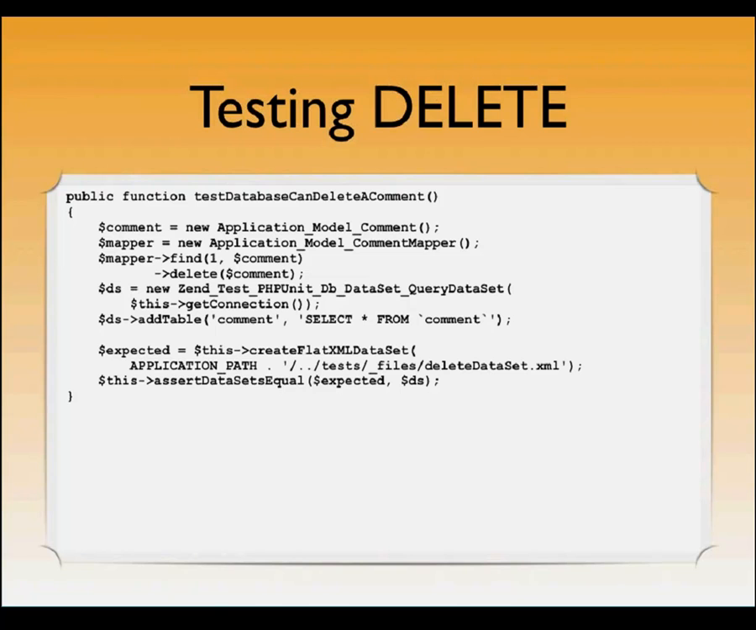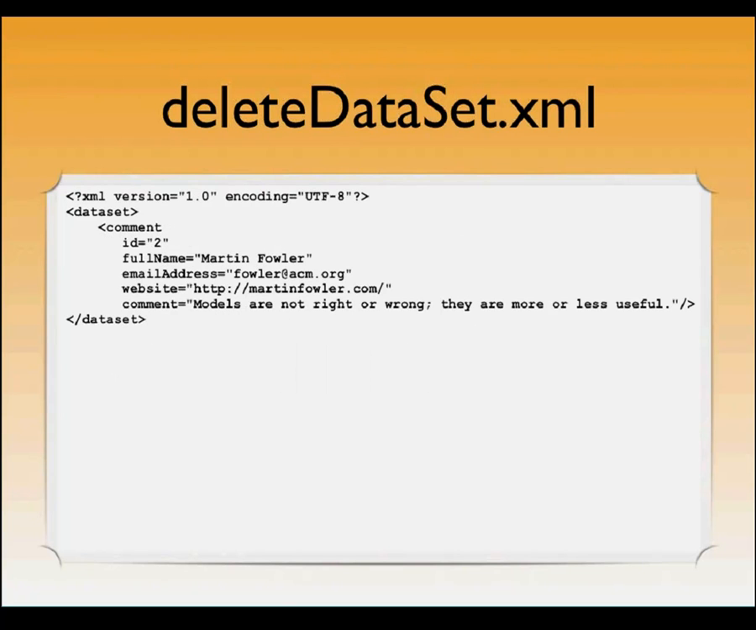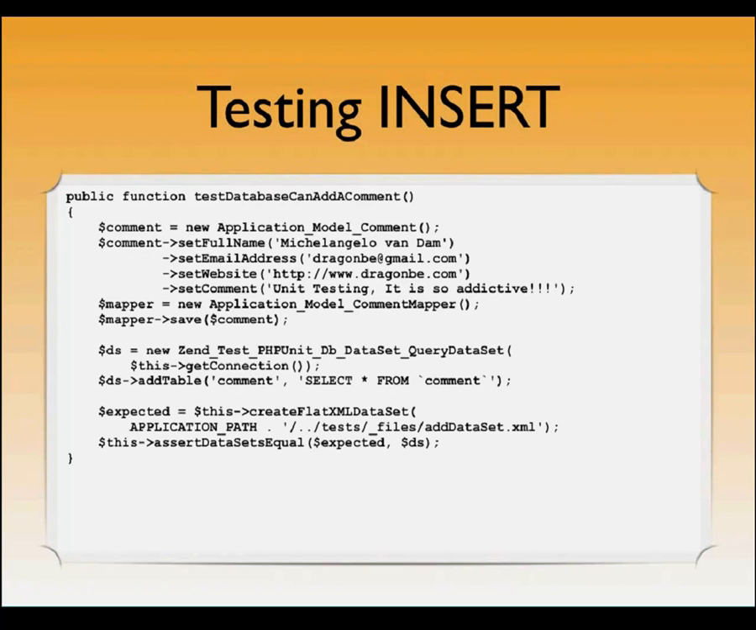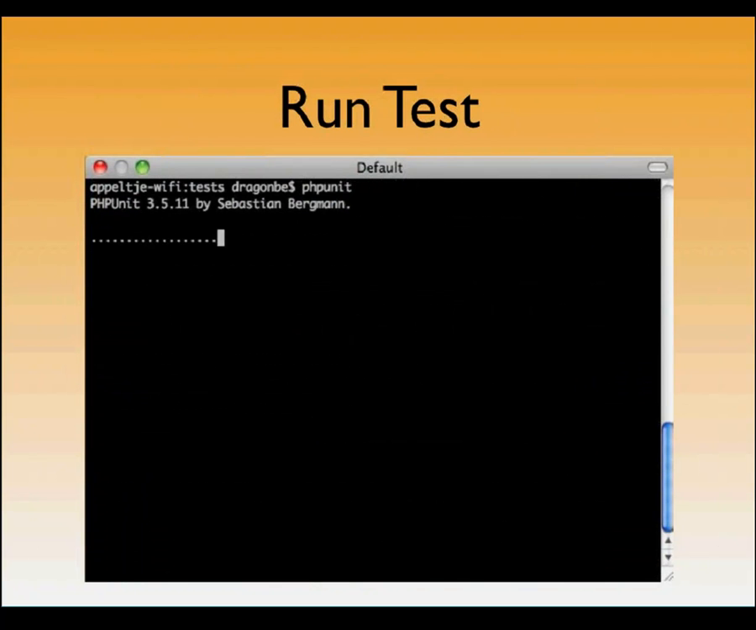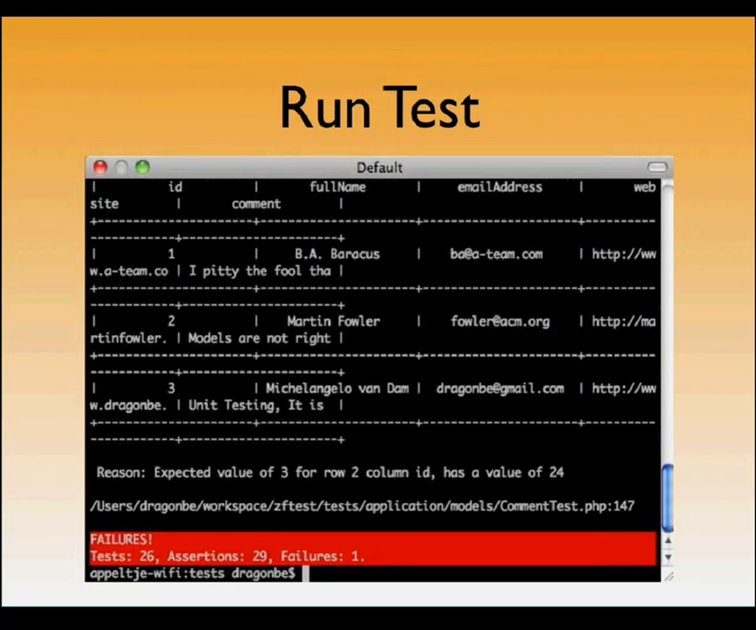Delete. Same thing. I look for the first row object. I delete it, and I compare it against my initial dataset, and this is what I expect. Insert statements. I expect now 3 elements in it. So if I run my test, ooh, I get a failure.